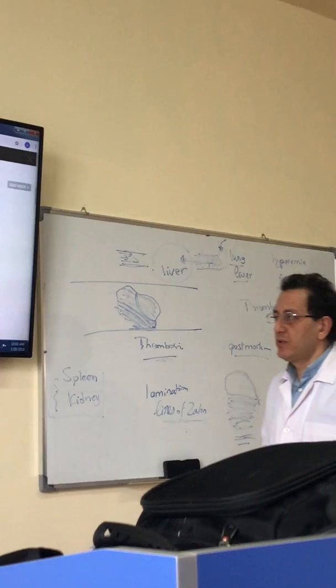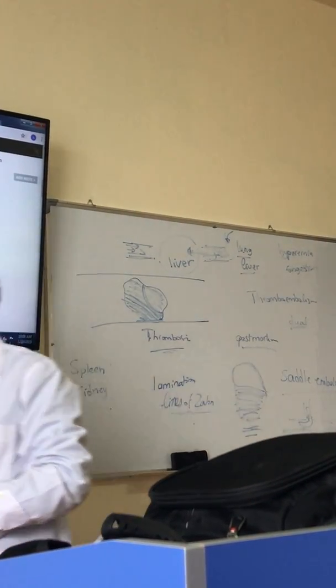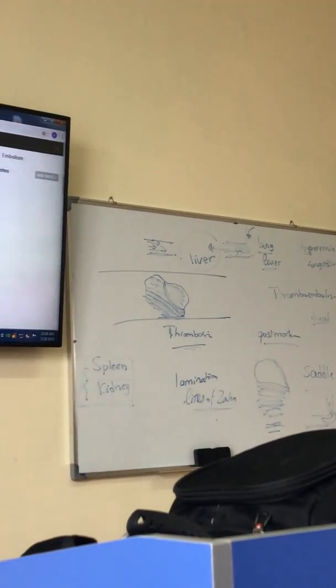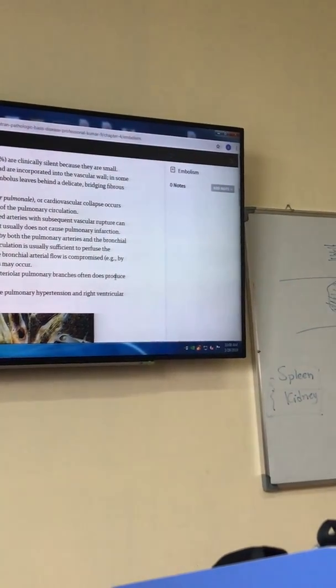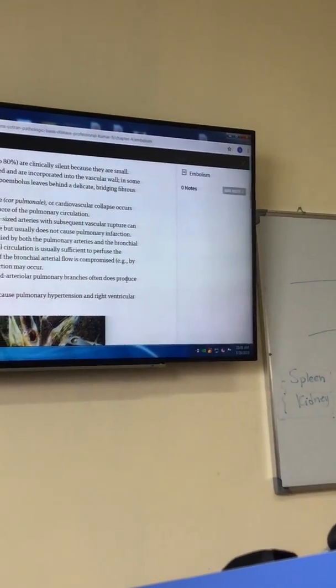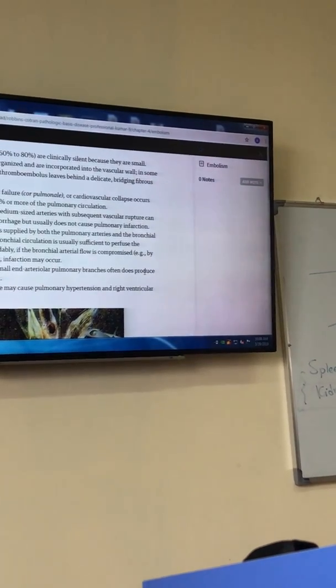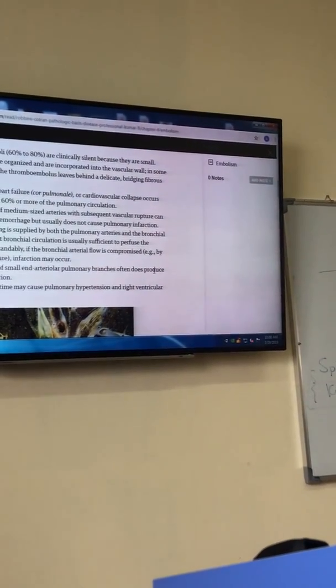And I explained to you the gross picture of chronic congestion of liver. What is the term used? I've shown you that picture maybe 3 times. This picture.